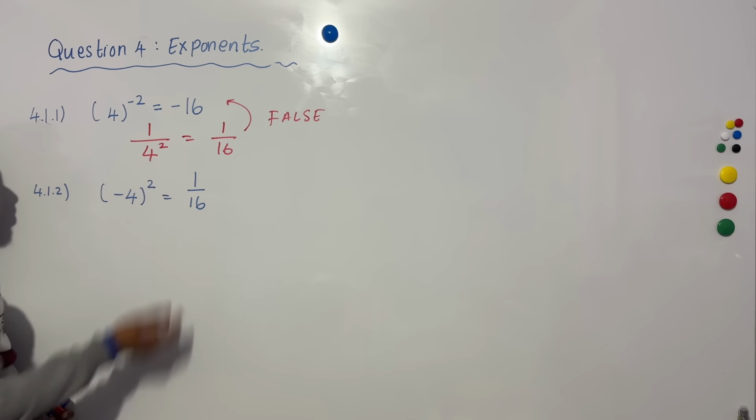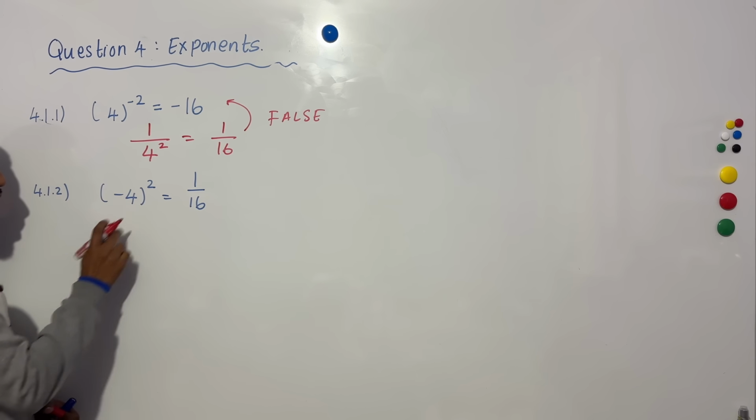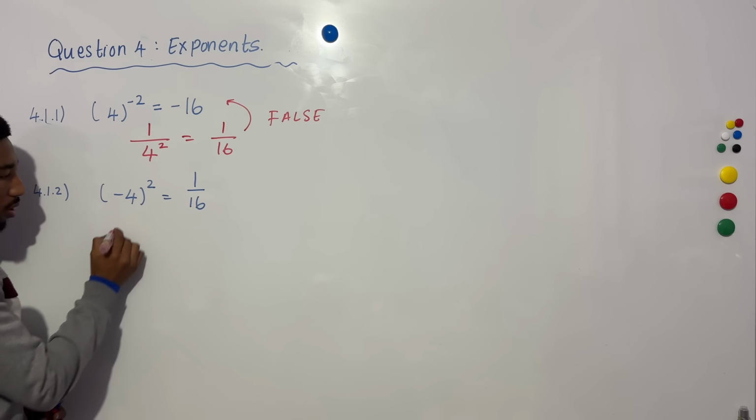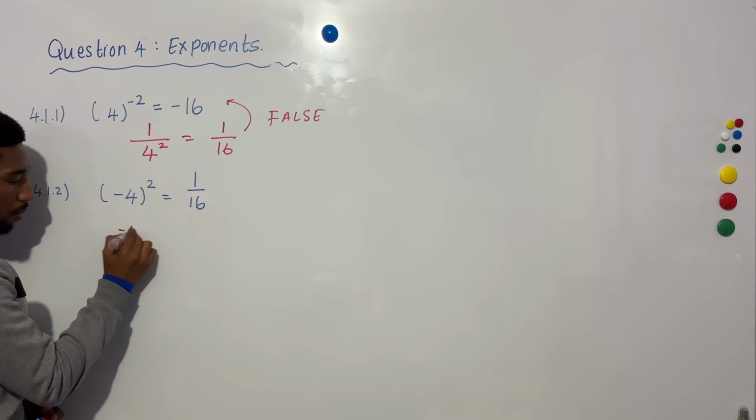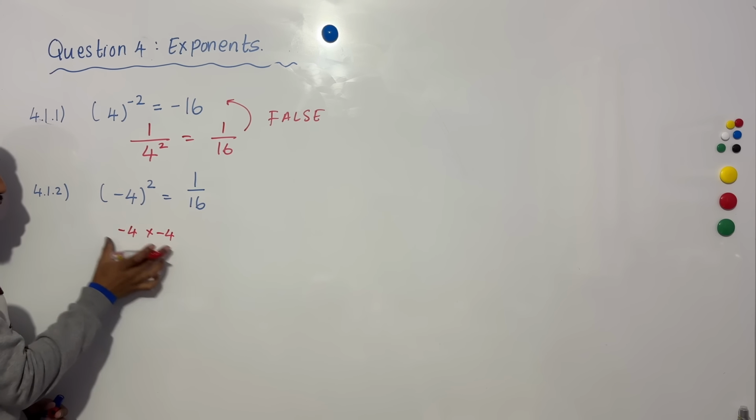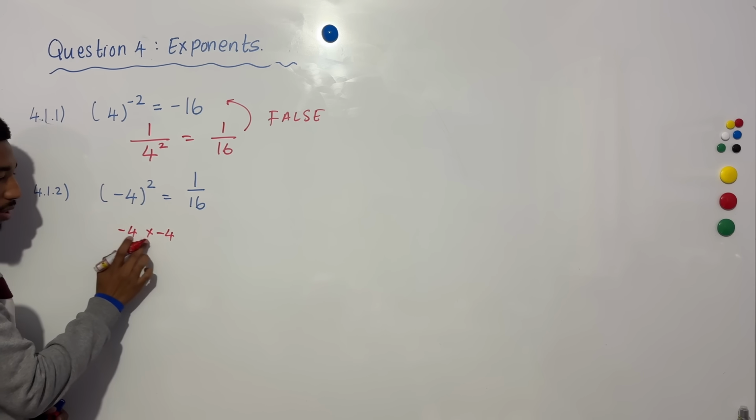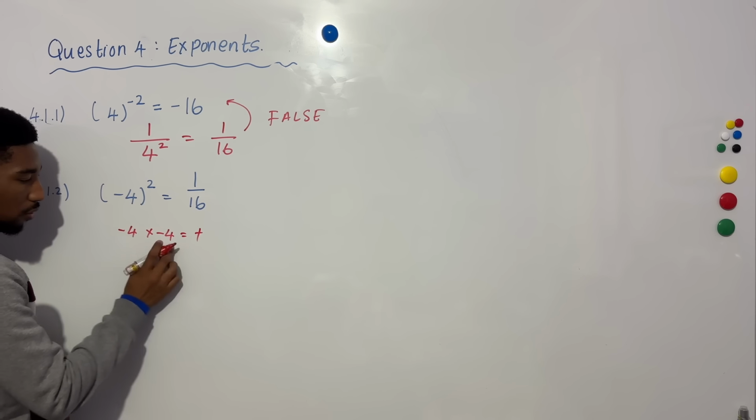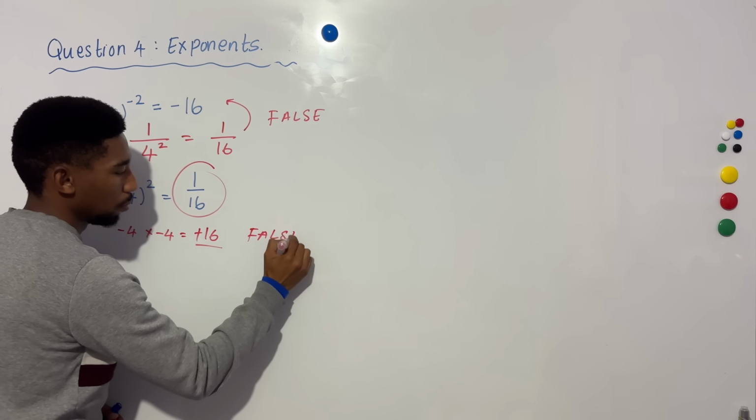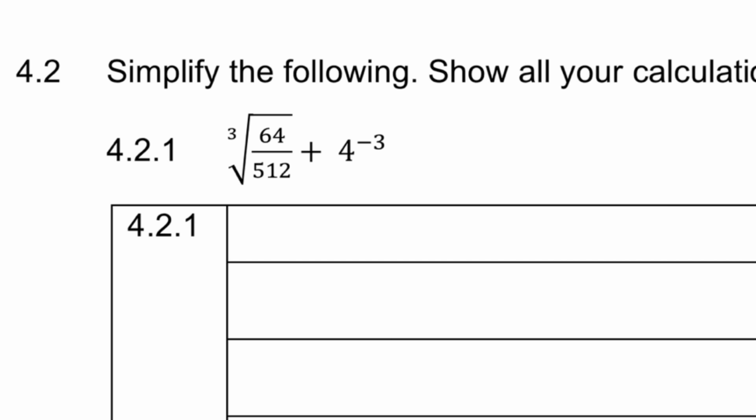Even the sign alone would give it away. In any case, over here, now we have minus 4 squared. Is it equal to 1 over 16? You can probably tell that it's not. Because what does this mean? It means minus 4 times minus 4. It duplicates whatever's inside the bracket, multiplying it by itself twice. Minus 4 times minus 4 is positive. 4 times 4 is 16, which is not that. Again, both are false.